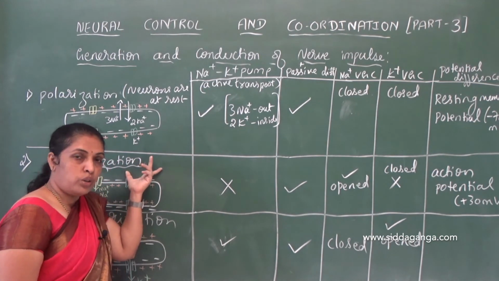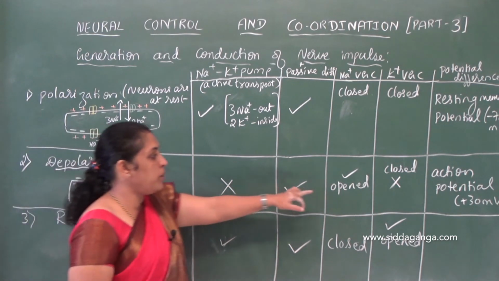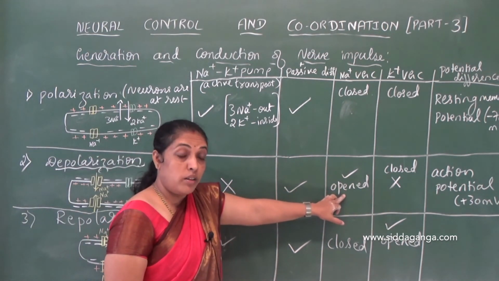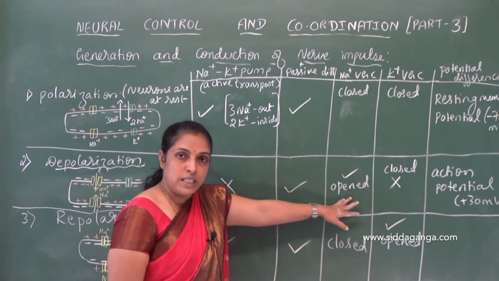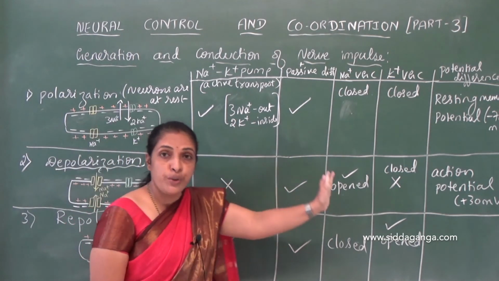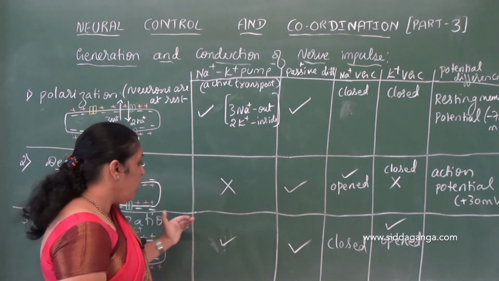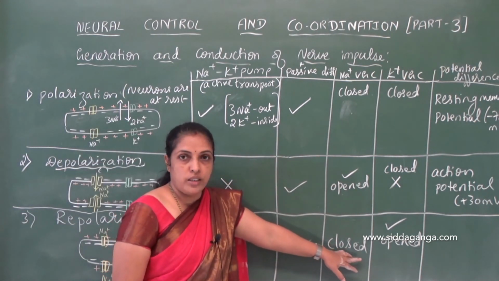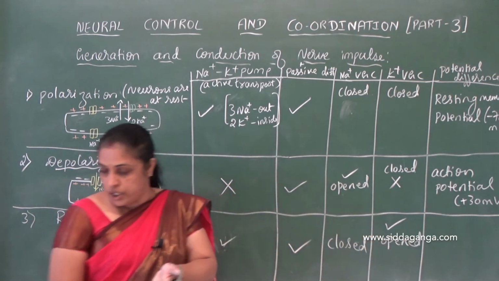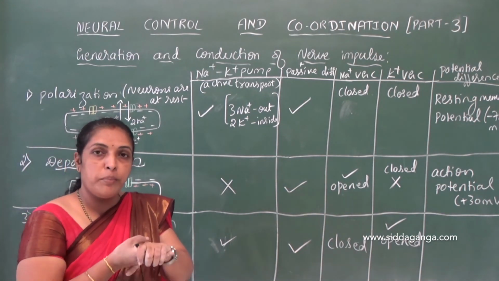In the depolarized state, what do we see? Outside we see negative charge, inside we see positive charge, mainly because of opening of sodium voltage gated channels in the area where stimulus is applied. Next, that stimulus will shift to the adjacent area and the previous area will become repolarized by closing of sodium voltage gated channels and opening of potassium voltage gated channels. So, this is about how the generation and conduction of nerve impulse takes place.